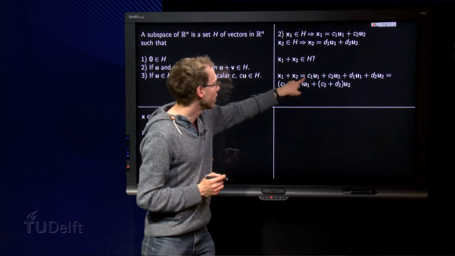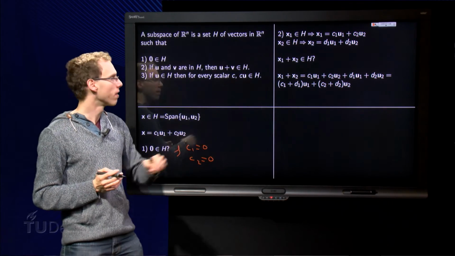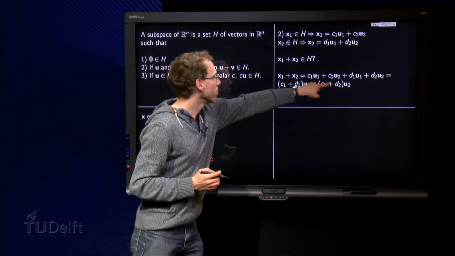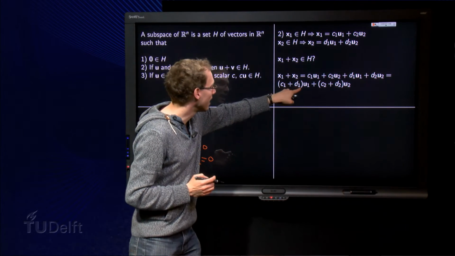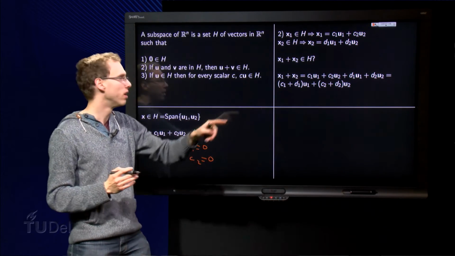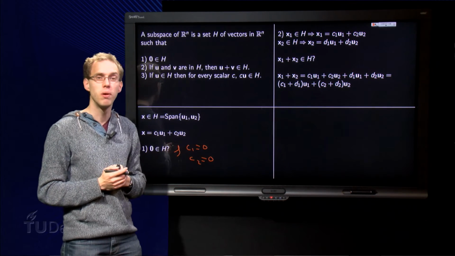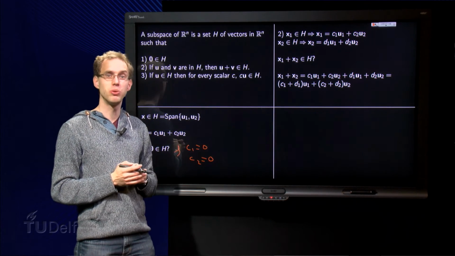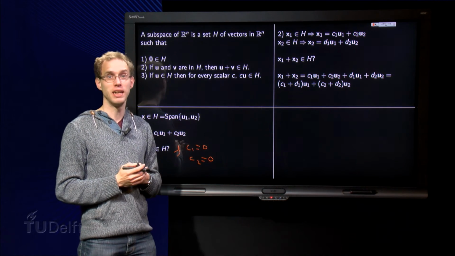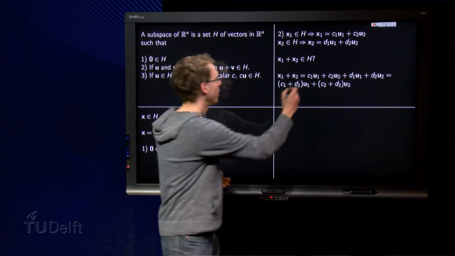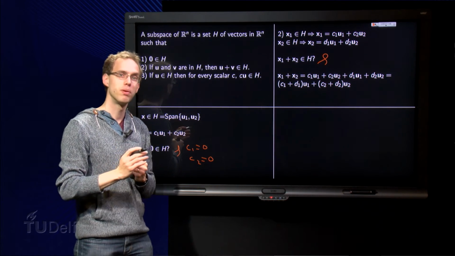And now we can rewrite it. Take the u1 terms together and take the u2 terms together. Then I get a weight times u1 plus a weight times u2. But wait a minute, that means that the sum over here is again a linear combination of u1 and u2 with weights c1 plus d1 and c2 plus d2. So that means that the sum x1 plus x2 is again a linear combination of u1 and u2, so x1 plus x2 is indeed in the span of u1 and u2, so in H. So property 2 is satisfied. Property number 3.